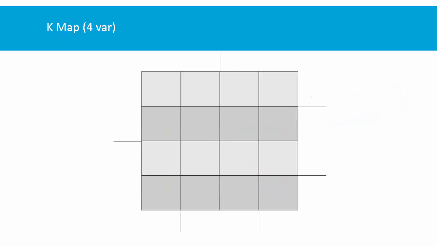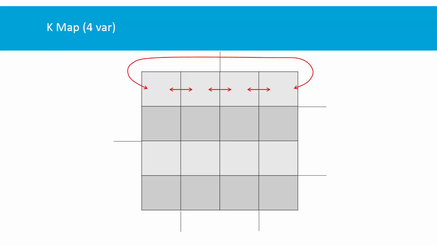Now, what happens with a 4-variable K-map? Well, things get a little more complicated, because if a 3-variable K-map was 3D, then a 4-variable K-map is 4D, it's 4 dimensions. The easy way to solve this is, again, remembering that we have some adjacencies that are not easy to see, but we have to remember that those cells are adjacent.